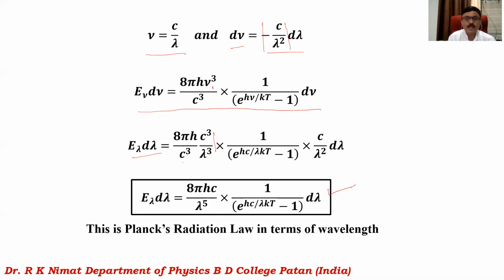So this is Planck's radiation law in terms of wavelength, which is a very important law, which exactly explains the behavior of the black body radiation spectrum. That means the variation of the energy density with respect to lambda. Lambda is nothing but the wavelength of the radiations that are observed in black body radiation. Then the variation of E lambda, that is the energy density with respect to lambda, can be exactly or properly explained using this law. Hence, this law is very important. So this is a very lengthy derivation, but it is very important.